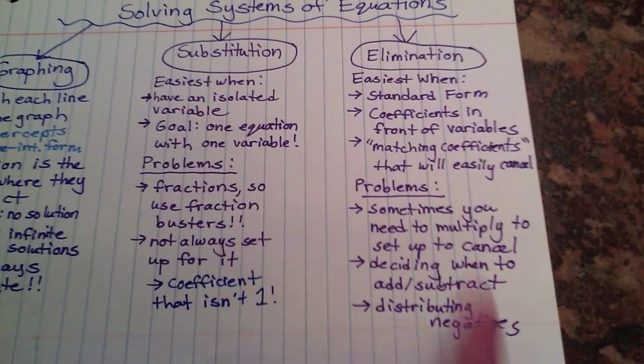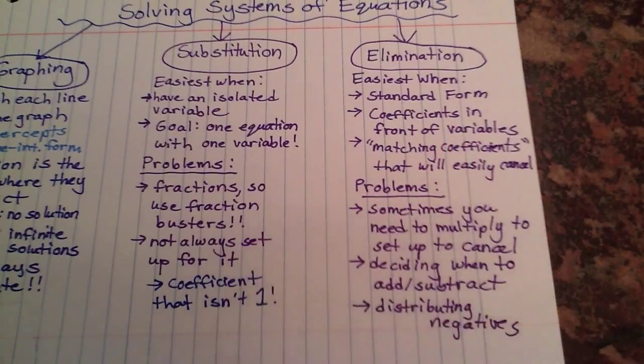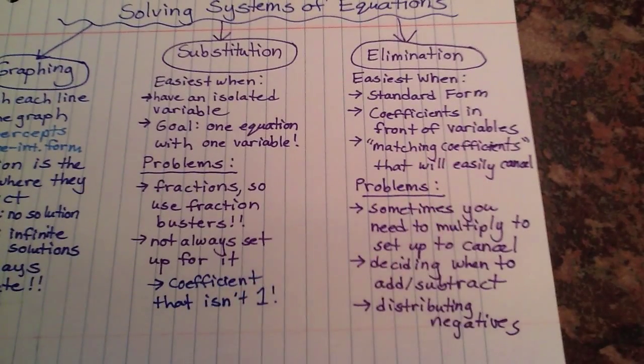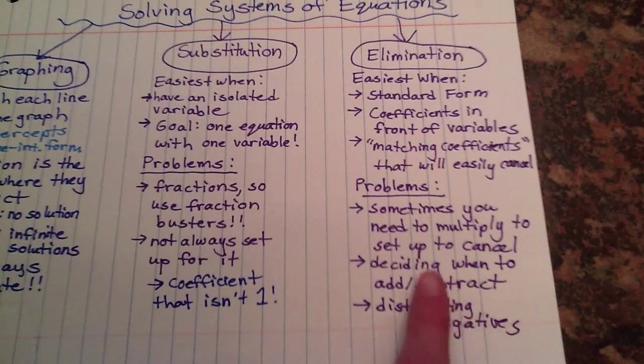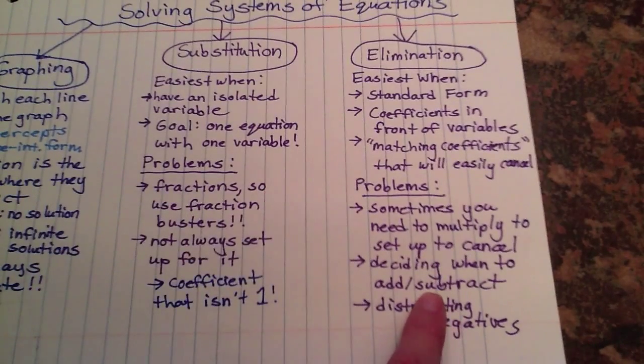Elimination is easiest when everything is already in standard form and when the coefficients in front of the variables match. Now remember, matching coefficients are the easy ones to cancel. Those last couple examples are the ones where you have that added step of multiplying an equation or both equations by something. Problems that you're going to run into with elimination, sometimes you need to multiply when we don't have the matching coefficients. You have to be careful about when you're adding or subtracting, and then you have to be careful when you're distributing negatives. Those are the things to be aware of when you're using elimination.